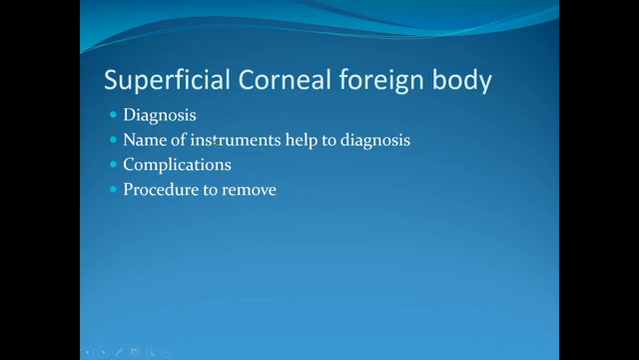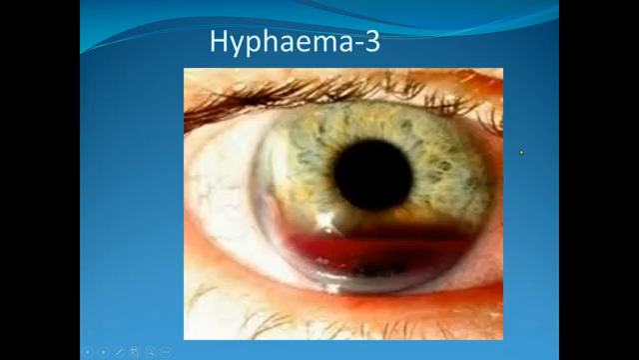So diagnosis, instruments to diagnose, complications and procedure. And this is the picture, a photograph. First question, identification. Here, this is blood, this is the pupil. So blood where? Blood in the anterior chamber.